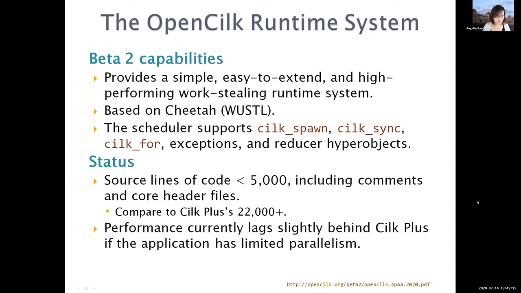The status of the runtime is that, as I said, the goal is to make it simple, easy to extend and modify. And right now, the number of lines of code in the runtime is less than 5,000. Even though that sounds like quite a bit, this actually includes a substantial amount of comments and core header files. Compared to the original runtime from Cilk Plus, it is much smaller and much meaner, because Cilk Plus was 22,000 plus lines of code.